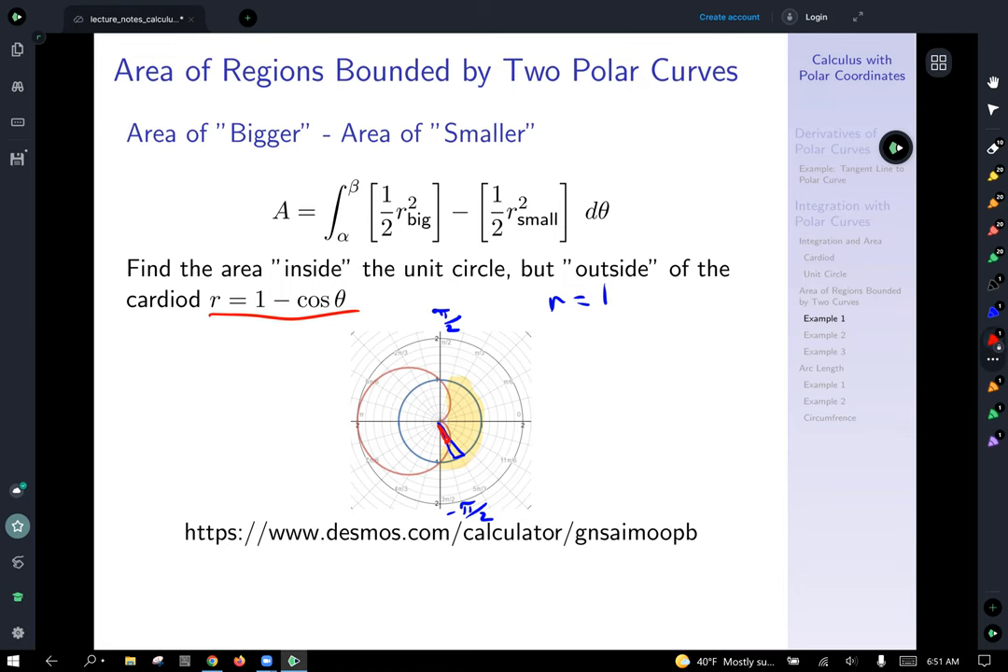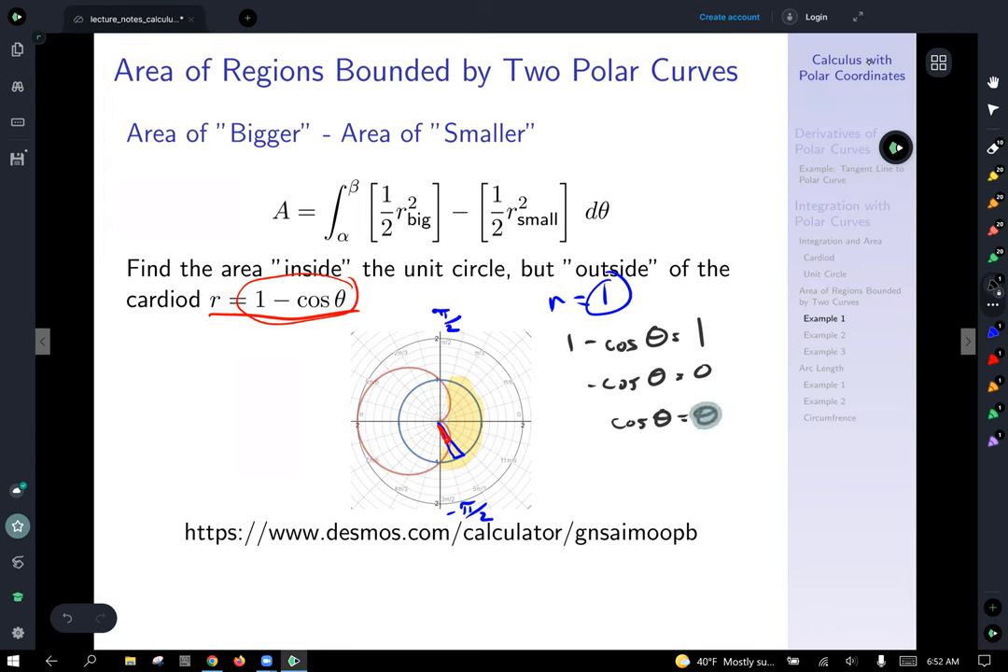Now you can always use, and probably should use, a graph to confirm that these limits of integration are correct. Sometimes you can do the algebra as well. So if we wanted to do the algebra before we visited the graph, I would take r and set it equal to r. And this approach isn't always perfect, and as we know, when you do some of this trigonometry, you end up with more than one answer. So 1 minus cosine of theta is equal to 1. I'll just move the 1 over from the left to the right to get negative cosine of theta is equal to 0. Then multiply or divide by negative 1, whatever you want to do. That's the same thing as cosine of theta is equal to 0.